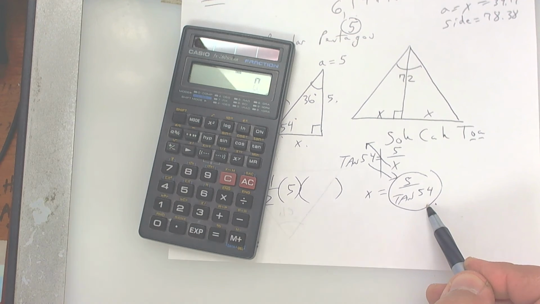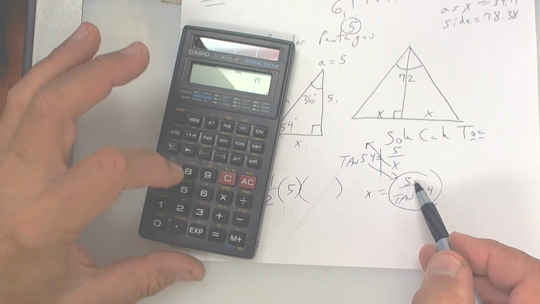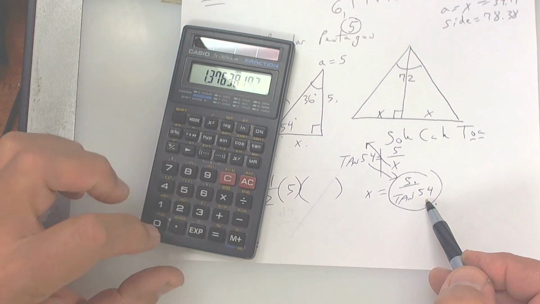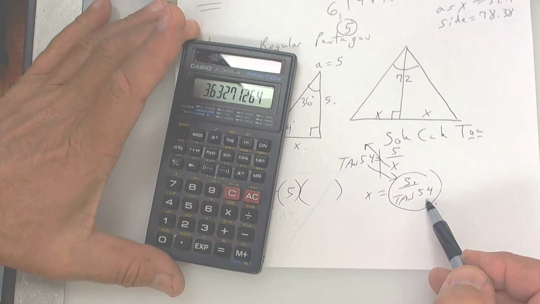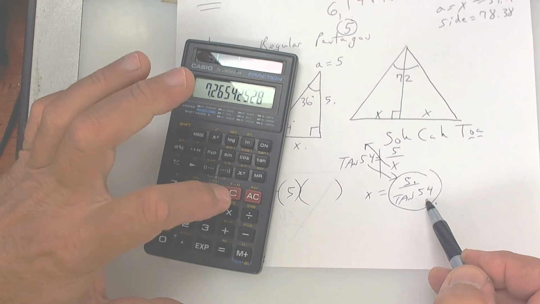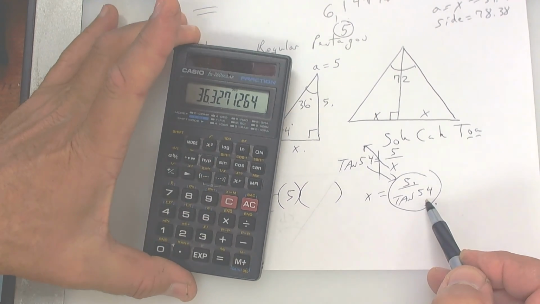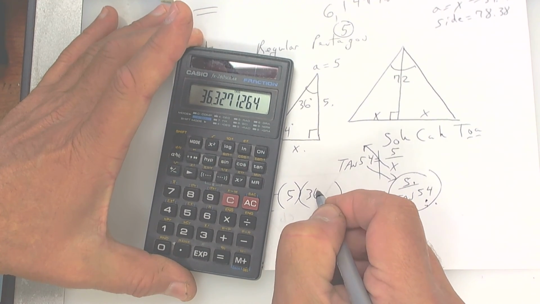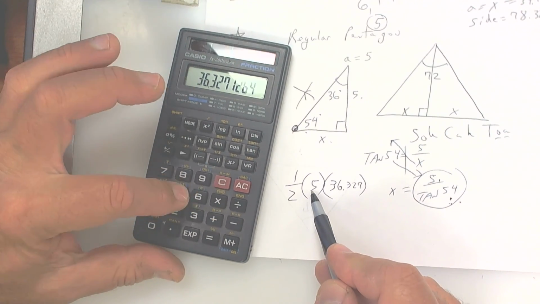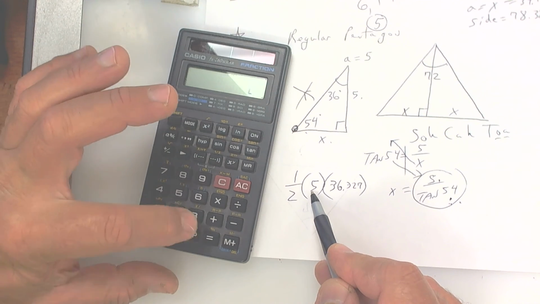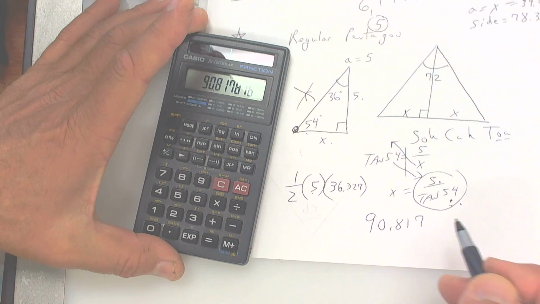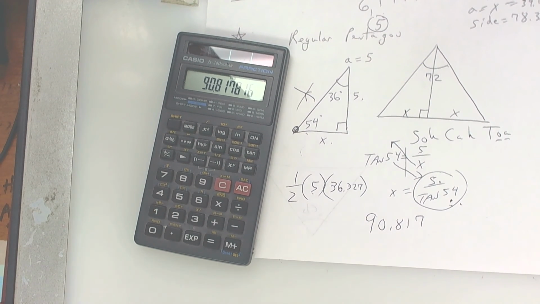Okay? So we're going to take 5 divided by 54 tan, press equals, and I get that. So that's my x. So I'm going to do times 2 and then times 5 because it's a pentagon. So I get 36.327, but I'm going to leave it in my calculator, times 5, divide by 2, and your final answer should be 90.817. And there it is, and that's how you do that.